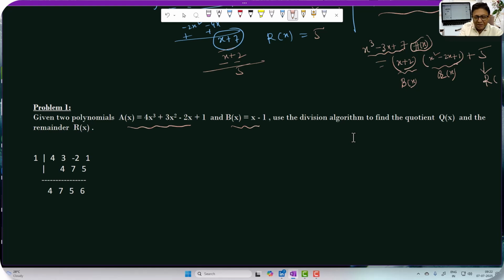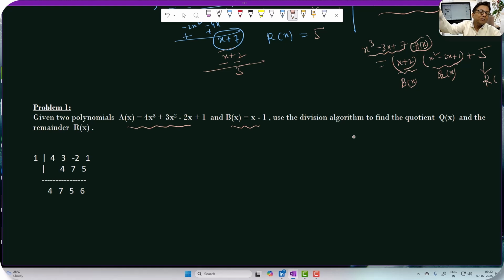See, synthetic division is division only. But this is a version where you divide very smart. How is this being performed here? x minus 1. You take the constant term with negative sign here always. And write the coefficients of 4, 3, minus 2 and 1. I mean coefficient of leading term, next one, next one, next one written here.